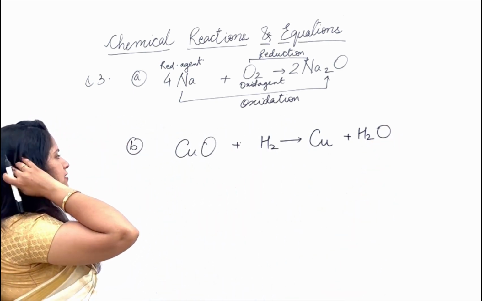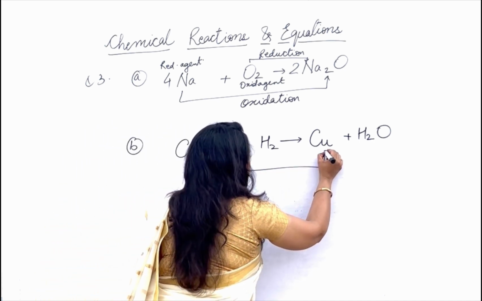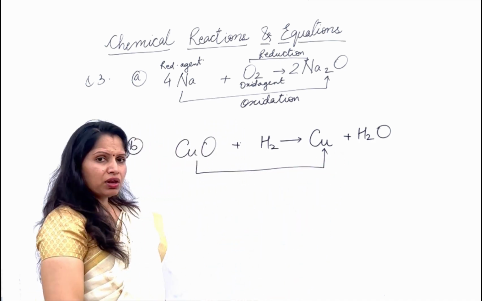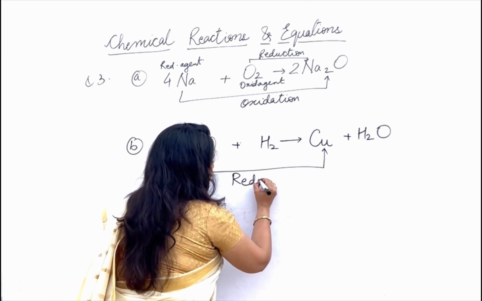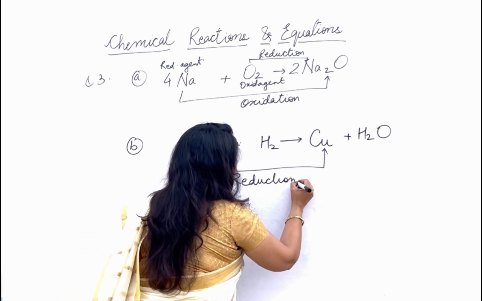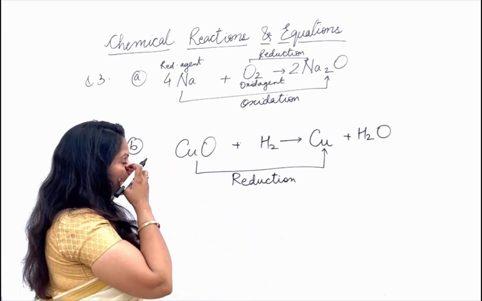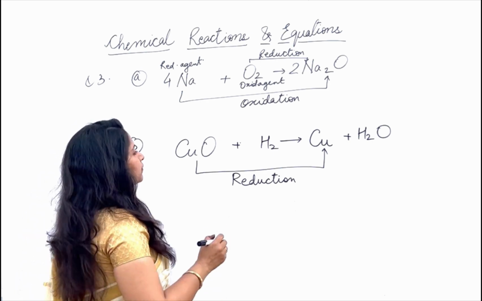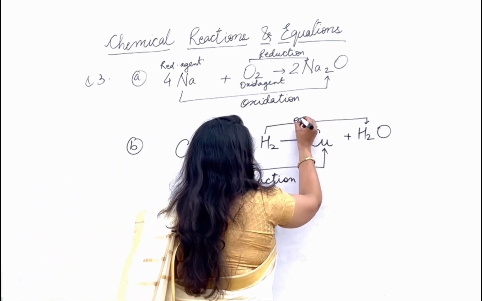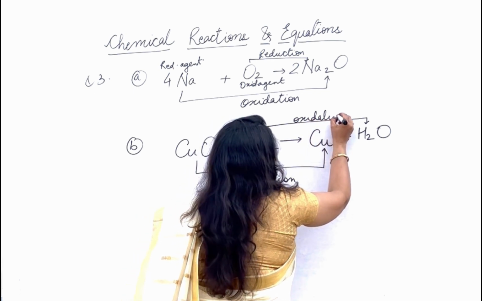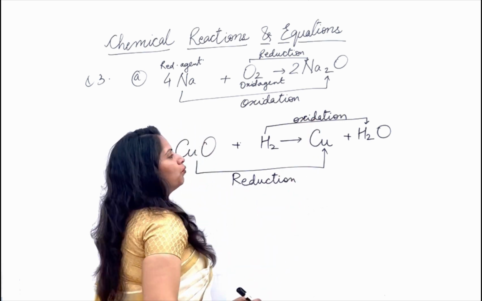Okay, since copper oxide is getting converted to copper, it means there is removal of oxygen, and removal of oxygen is known as reduction. So there is reduction of copper oxide. Which substance is getting reduced? That is copper oxide. And there is oxidation of hydrogen to form water. Oxidation of hydrogen is taking place to form water.